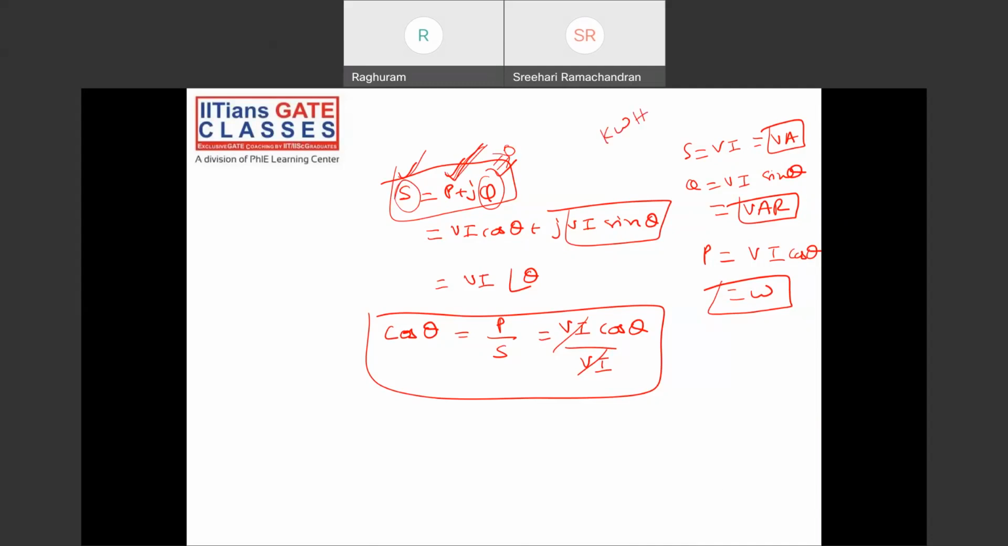Kilowatt hours, basically energy is power into time, right? So kilowatt hours is the active energy. kVAH is the apparent energy, S, right? This is the active energy and this is the apparent energy, because kWh is nothing but 1 unit of electricity. 1 kWh is nothing but 1 unit of electricity.